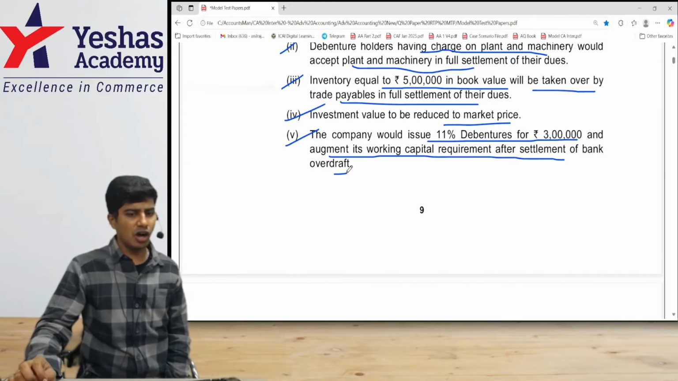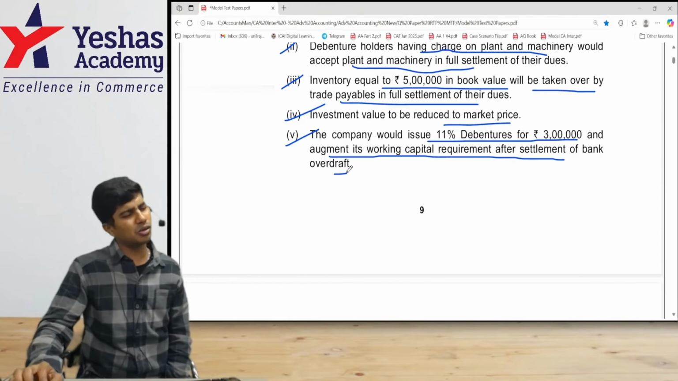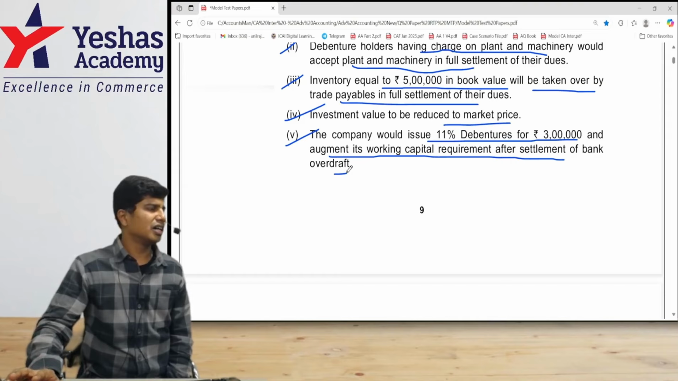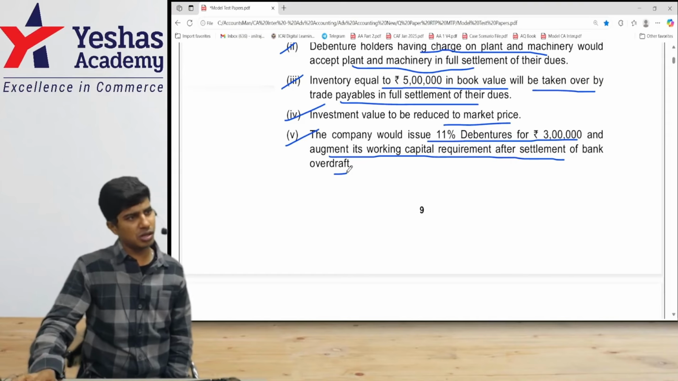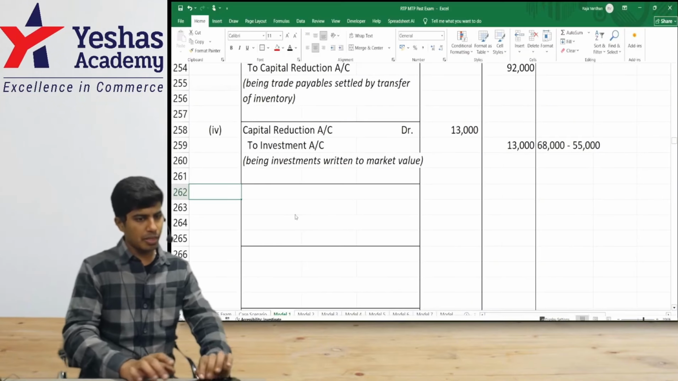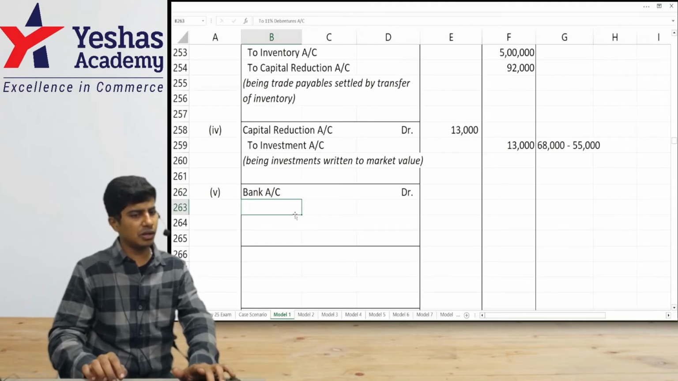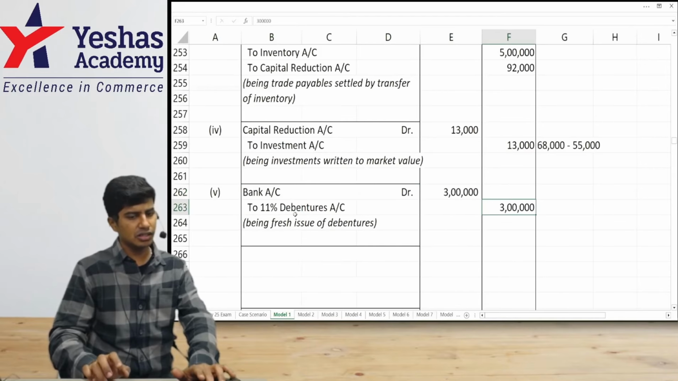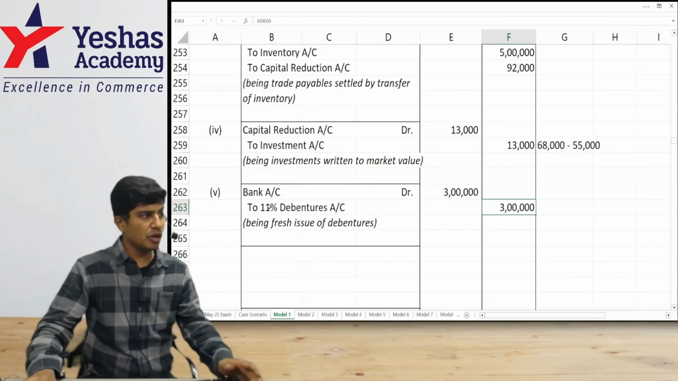So don't get confused. Just pay off that bank OD and balance you keep it with yourself. How much? 3 lakh worth of debentures are issued. Number 5, entry is bank account debit to 11% debentures, 3 lakh, 3 lakh. Shall I pay off BOD?